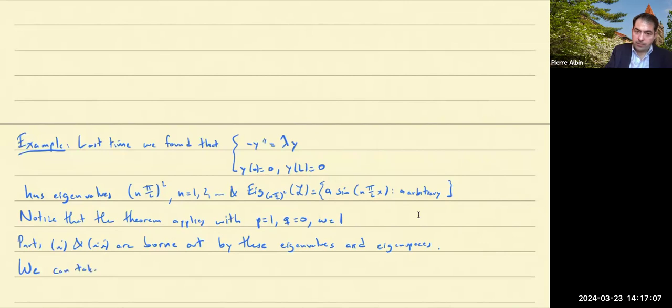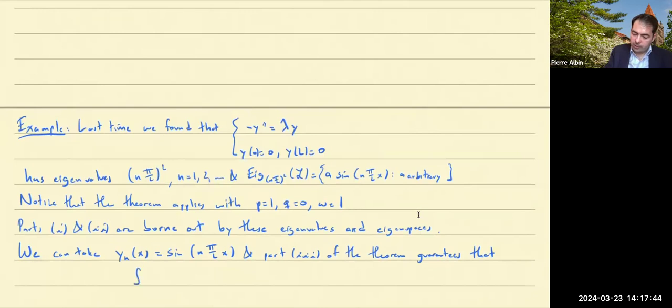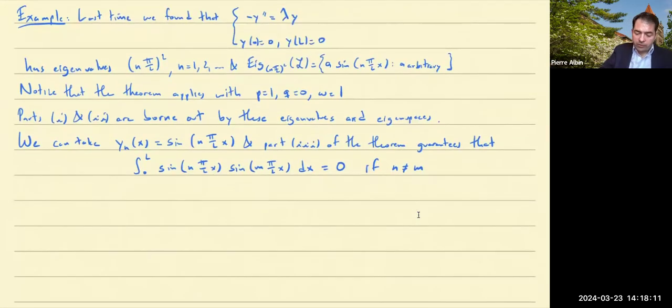Okay, we can take y sub k of x. Well, let's call it y sub n, since that's what we're using for these eigenvalues. y sub n of x to be sine of n pi over L x. And then part three of the theorem guarantees that if you take the integral from 0 to L of one of these functions, say sine of n pi over L x, and multiply it by another one of these functions, say sine of m pi over L x, then I would put the weight function, but the weight function is just 1, dx, that this is equal to 0 if n is different from m. Okay, this is also easy to check directly.